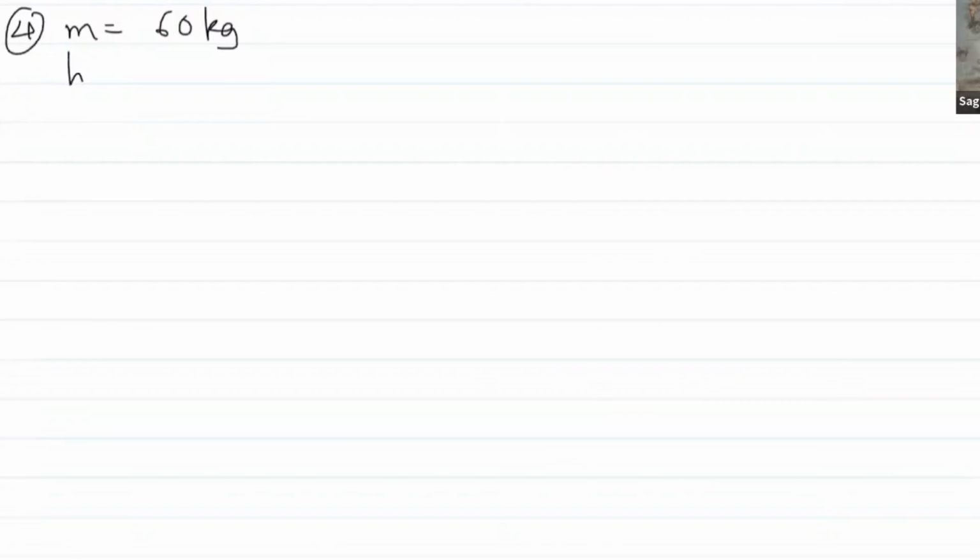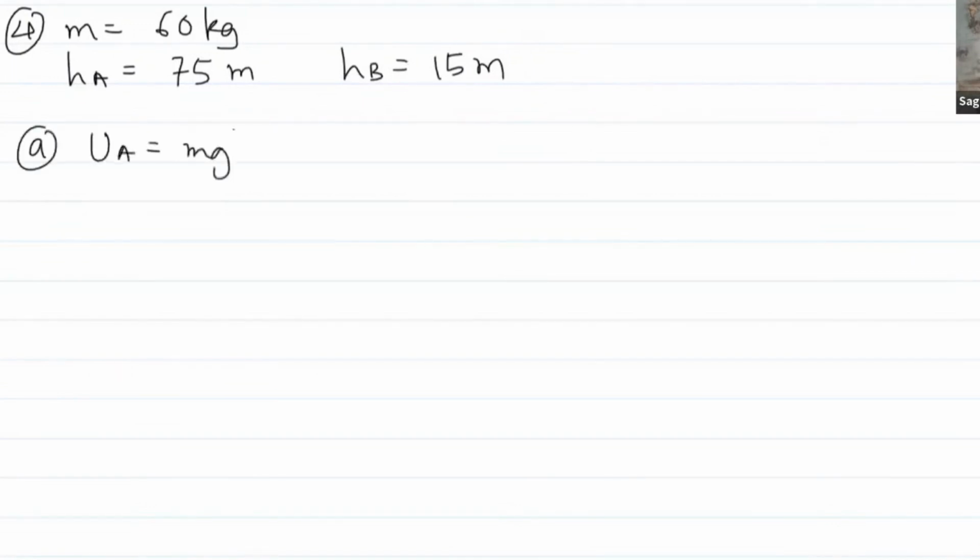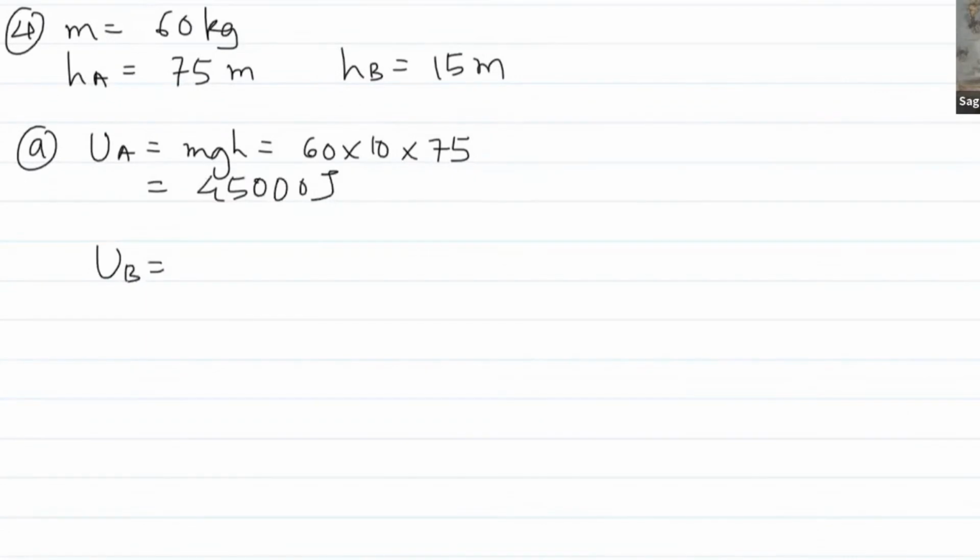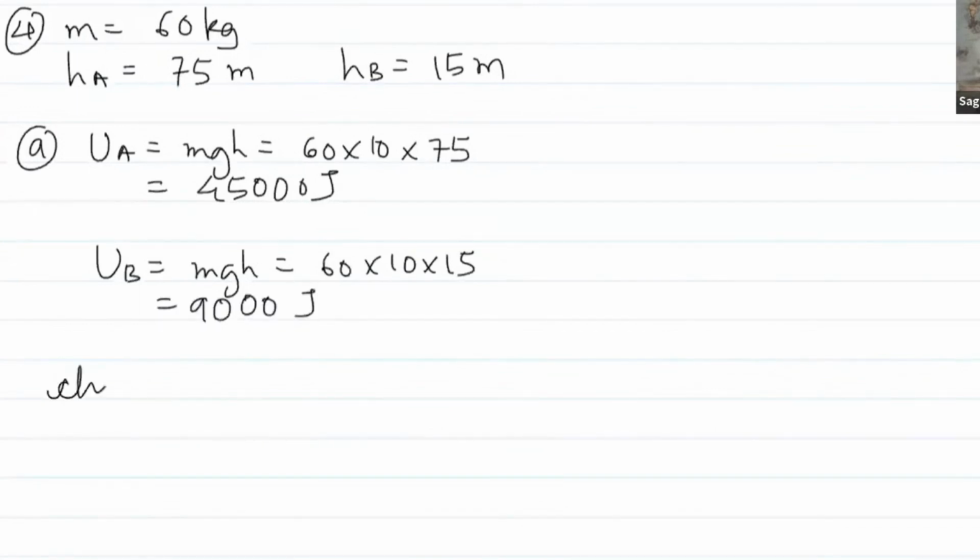The height at point A is 75 meters. Height at point B is 15 meters. The first point says calculate the change in the potential energy. So potential energy at A is mgh, that is 60 into 10 into 75, which is 45,000 joules. And potential energy at B will be mgh, which is 60 into 10 into 15. Therefore, change in potential energy is final minus initial.